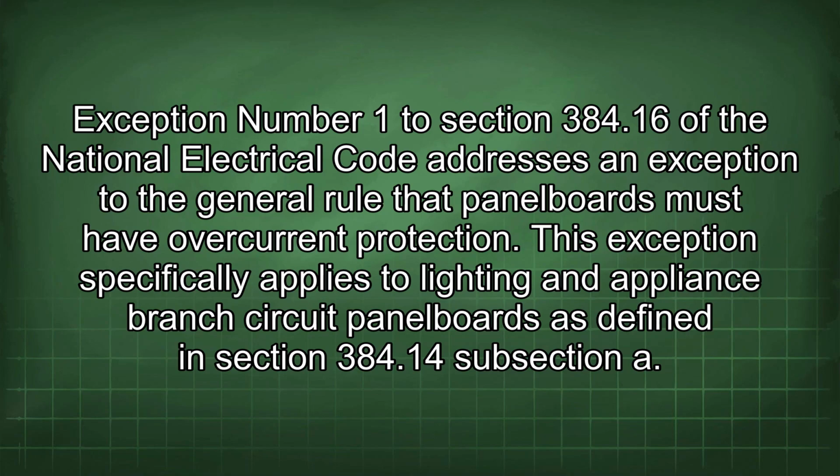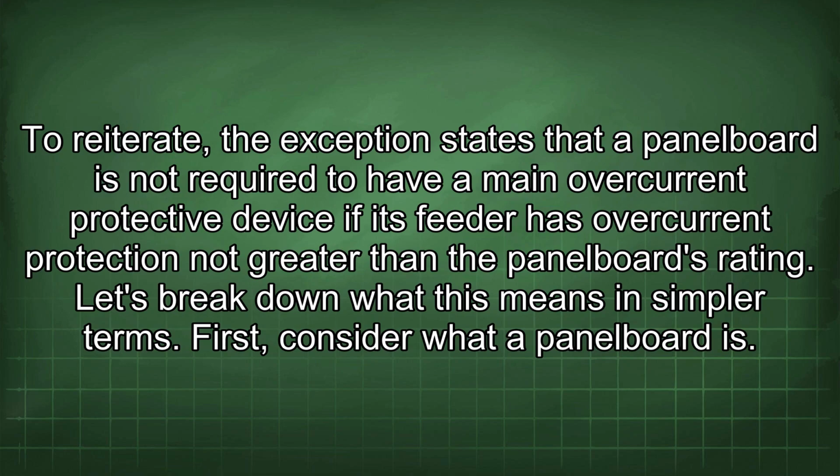Exception number 1 to section 384.16 of the National Electrical Code addresses an exception to the general rule that panel boards must have overcurrent protection. This exception specifically applies to lighting and appliance branch circuit panel boards as defined in section 384.14 subsection A. To reiterate, the exception states that a panel board is not required to have a main overcurrent protective device if its feeder has overcurrent protection not greater than the panel board's rating.